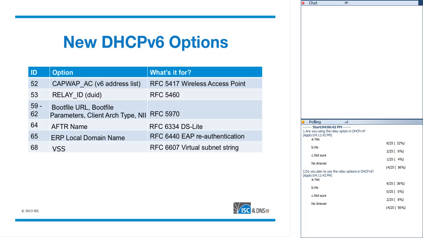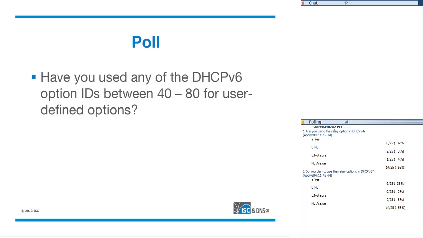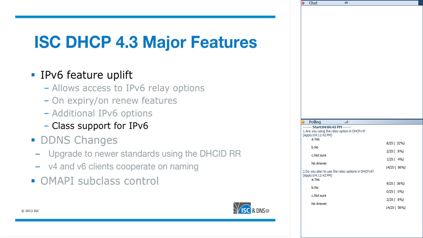Okay, and that actually brings us right to our poll question. We would like to find out, have any of you used any of the DHCPv6 option IDs between numbers 40 through 80 already for any user-defined options? And while you're working on that, we'll move to the next topic, which is class support for IPv6.